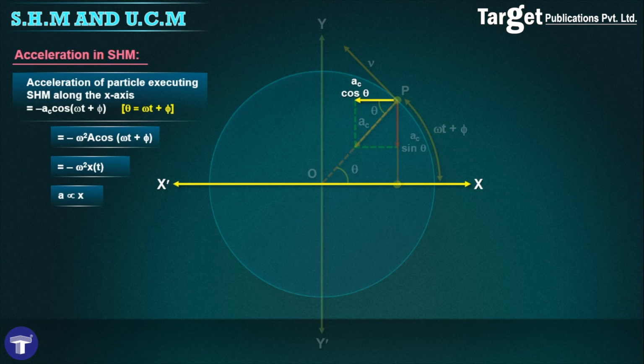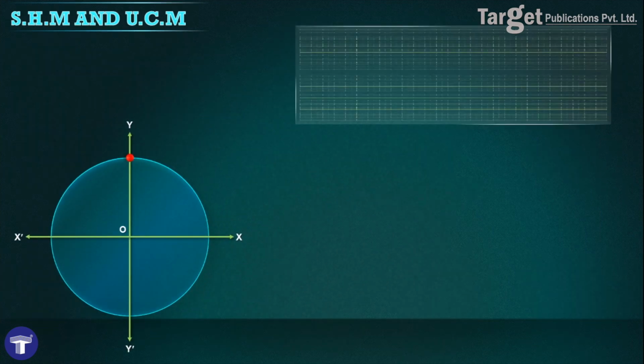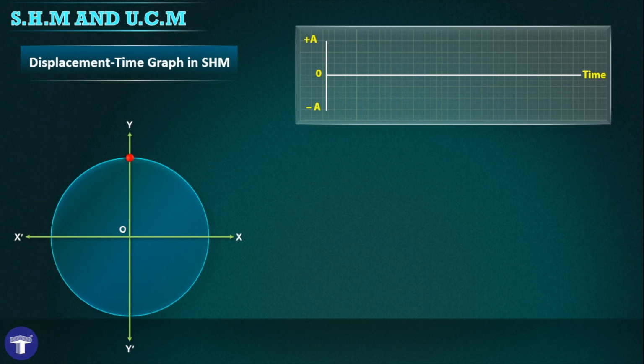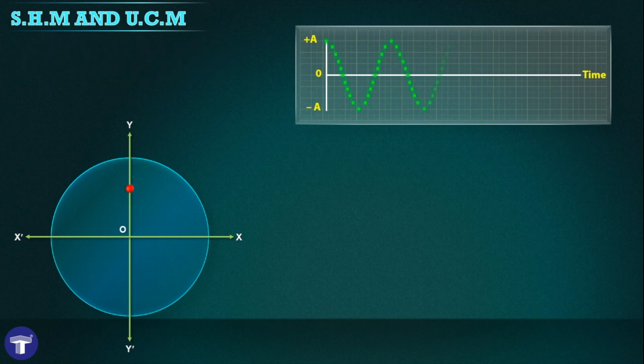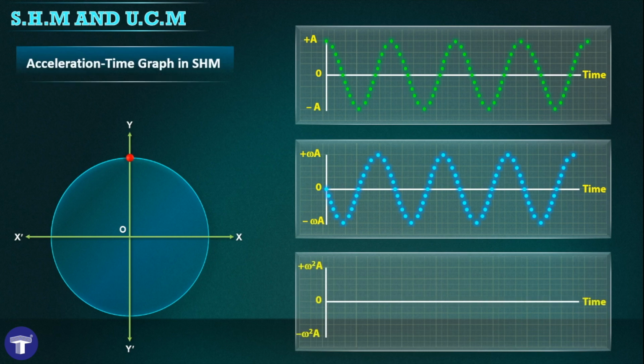Now, if for simplicity we consider that φ is 0 and we plot the displacement, velocity and acceleration graphs in simple harmonic motion, we will see that these graphs vary sinusoidally with time.